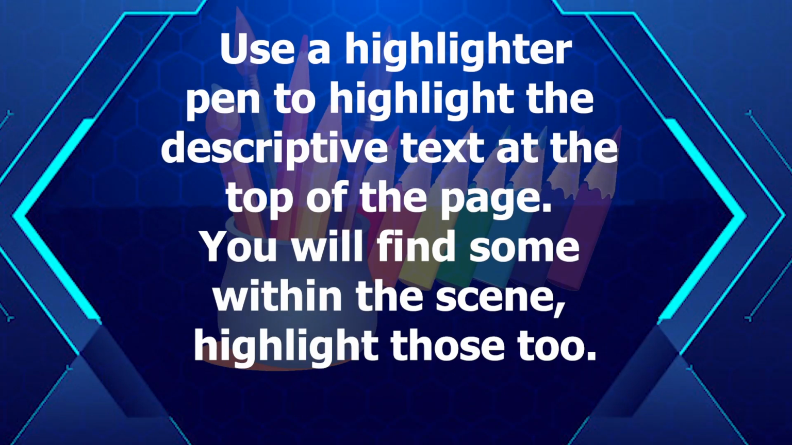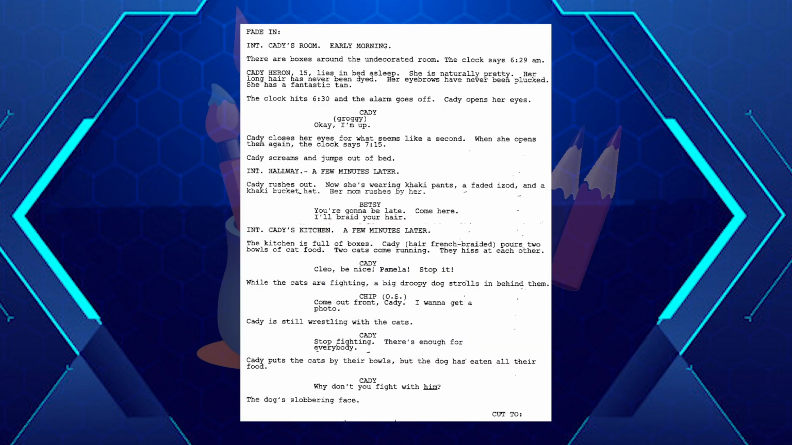Use a highlighter pen to highlight the descriptive text at the top of the page. You will find some within the scene. Highlight those too. They usually contain information that sets the tone and gives context to the scene, or when found in the middle of the scene, signifies a beat.